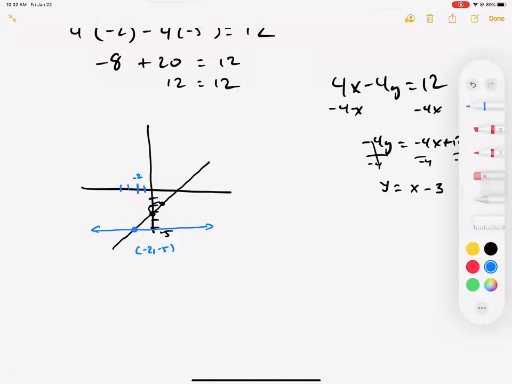Now, on the test, when I ask you guys to solve by substitution, I need to see the work. If I don't see the work, I think you're using some type of calculator or something, okay?